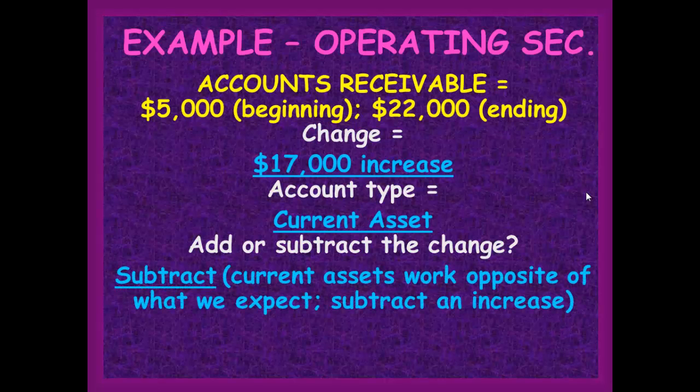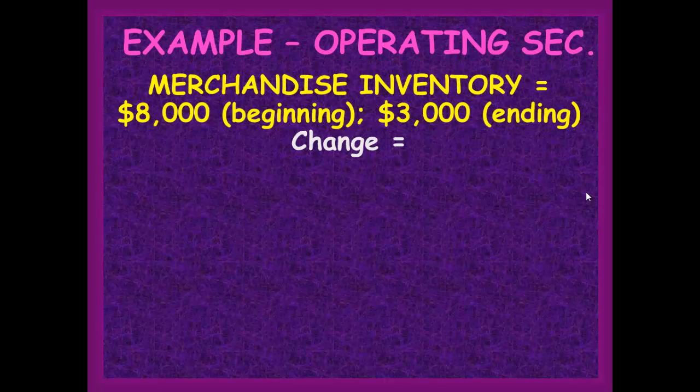We're going to subtract. If you think about it, if accounts receivable went up, in effect, we've loaned somebody some money. That makes my receivable go up. When we loan somebody some money, cash is going to go out. We're going to subtract.